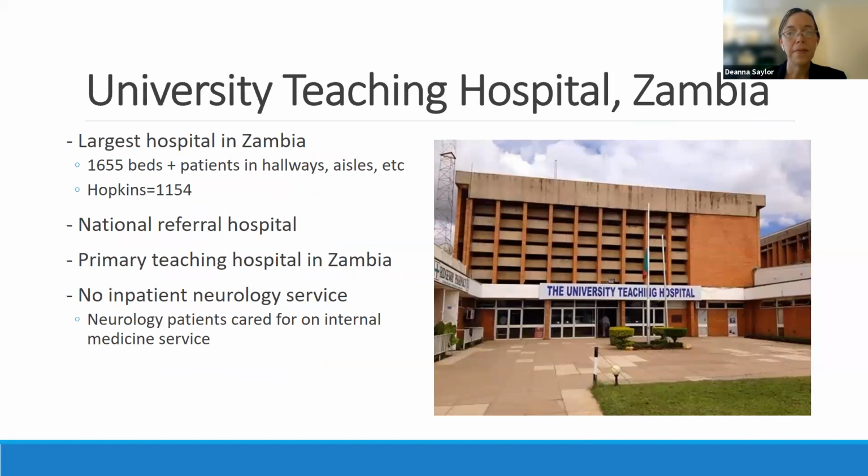So I began working at the University Teaching Hospital, which is based in the capital city of Lusaka. It's the largest hospital in Zambia, and it has over 1,600 official beds. And this doesn't include patients that are sometimes cared for in the aisles and extra beds that are put into the wards. And just for reference, Hopkins is a pretty large US hospital and has less than 1,200 beds. So this is a really massive hospital with lots and lots of patients.